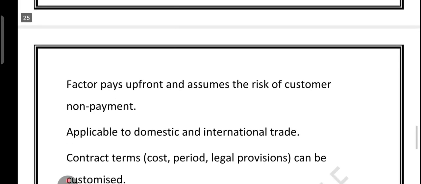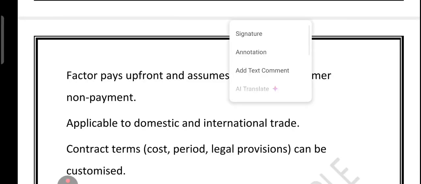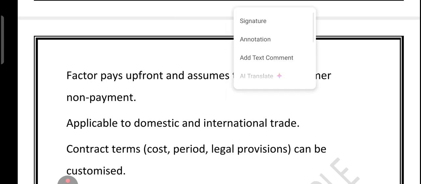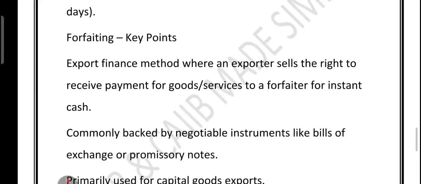So the factor takes over the risk. If your customer does not pay, it's now the factor's headache, not yours. Factoring can work for both domestic and international transactions. So I hope it is clear now: factoring can work for both domestic and international trade.